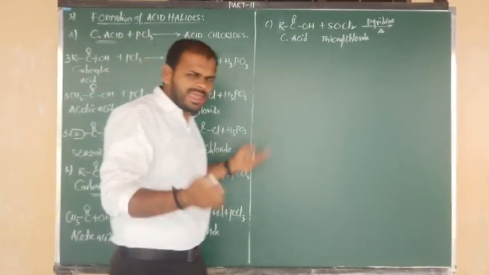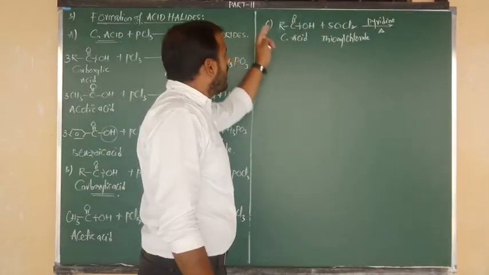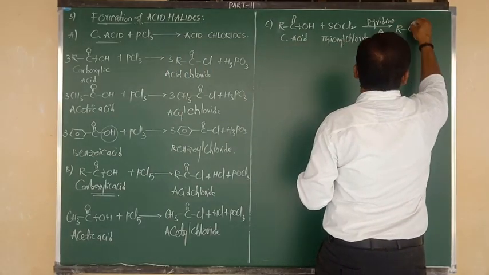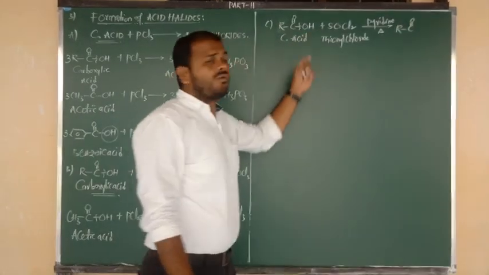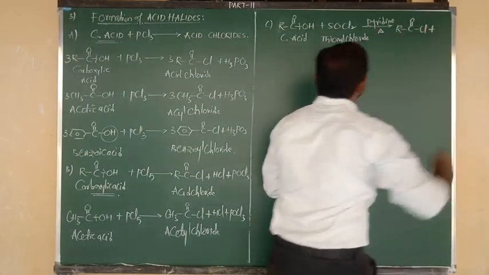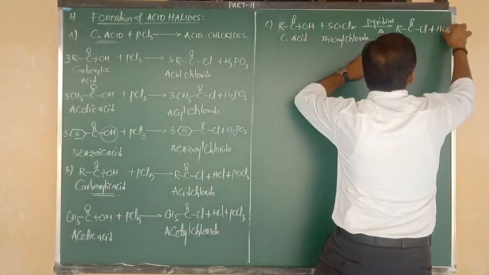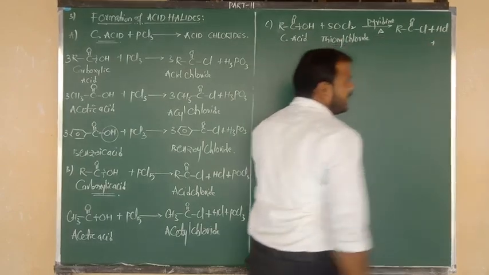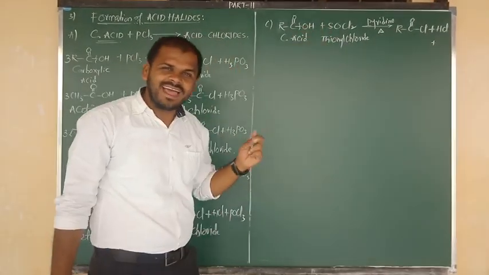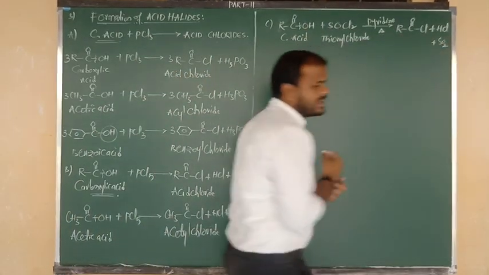The product is again the same thing: cleavage of the C-O bond takes place, and the C double bond O group we have to write as it is. Okay, I have written here. The position of OH again goes to be replaced by Cl. Next, one hydrogen is there that combines with Cl and is eliminated in the form of HCl. And the remaining one sulfur and 2 oxygens are eliminated in the form of a gas. The gas is SO2.